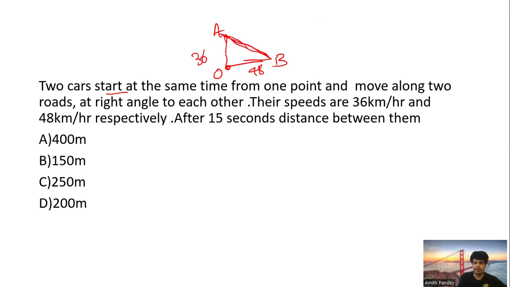So first, what you have to do? First, you need to find out this distance, and how can you find it? Just apply the same formula. First of all, you need to change this 36 kilometer per hour into meter per second. Then apply the formula speed equals distance by time. Then find out this distance, and likewise for 48 in terms of meter per second, then try to find out the distance. And once you find this distance, then apply the formula of hypotenuse.